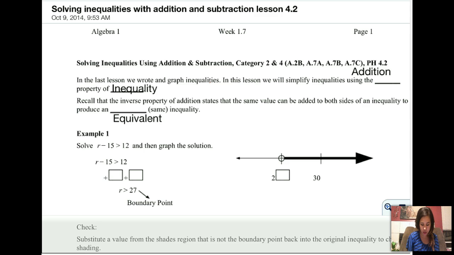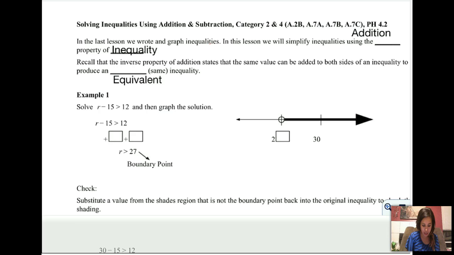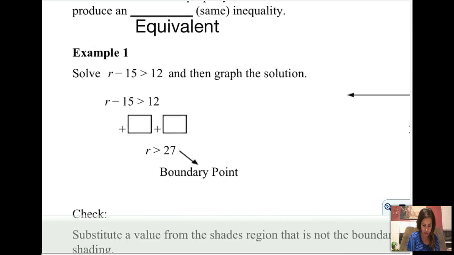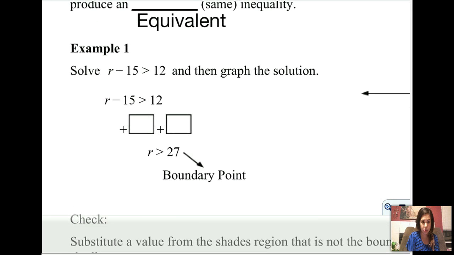So let's go ahead and start with example 1. In example 1, if you realize we have here r minus 15 is bigger than 12 and they want us to graph it. So just as if this was a regular equation, since it's subtracting, we're going to go ahead and do the opposite, which in this case is adding. So I'm going to add 15 to both sides. So that's going to cancel that minus 15 and I have r. r is going to be bigger than, I'm going to go ahead and add 12 plus 15 and I get 27. Therefore, I am ready to graph that.